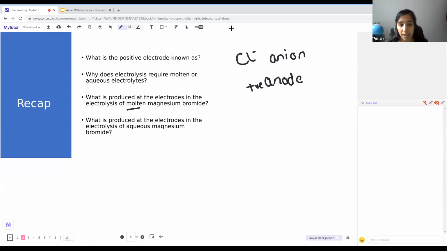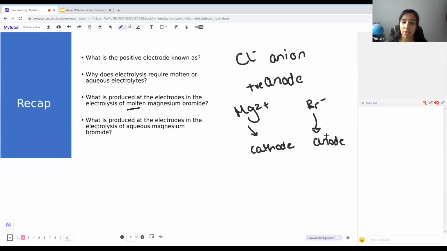Good. So at the cathode, we will produce magnesium, either as a solid or as a sludge. The reason for that is that magnesium forms Mg2+ ions. It will then be attracted to the negative electrode, which is the cathode. And the bromide forms Br- ions and will be attracted to the positive electrode, which is the anode. So yes, magnesium at the cathode and bromine at the anode. Usually bromine will be formed as a gas, but again, you don't necessarily need to know the state. Usually they just ask for the products in exam questions.